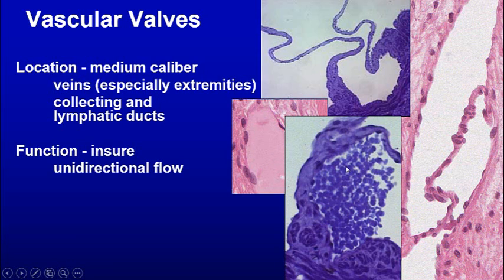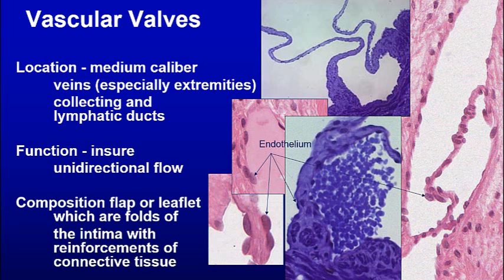And so it doesn't flow backwards. You want the blood to flow toward the heart. And here you can see where red blood cells have been trapped by preventing backward flow in these veins.